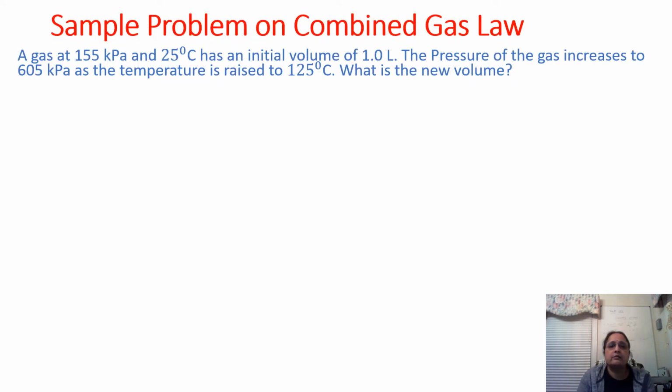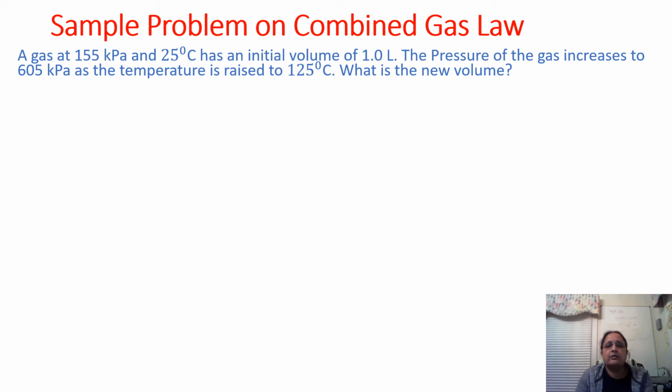So let's solve a sample problem on the combined gas law. A gas at 155 kilopascal and 25 degrees Celsius has an initial volume of 1 liter. The pressure of the gas increases to 605 kilopascal as the temperature is raised to 125 degrees Celsius. Then what is the new volume?